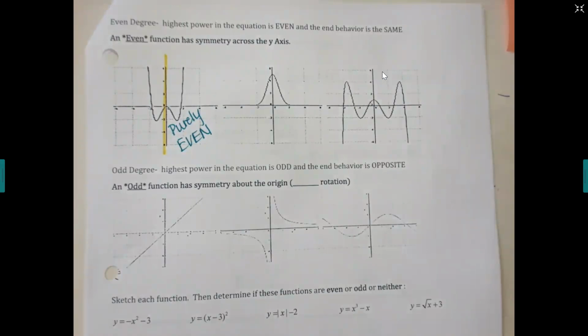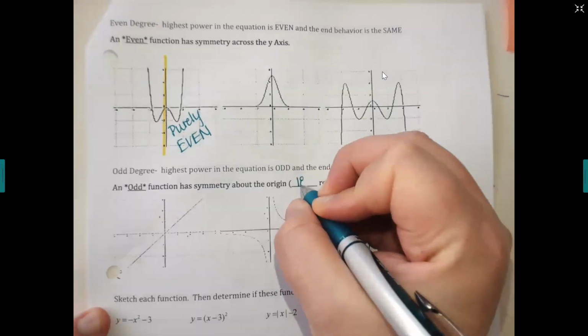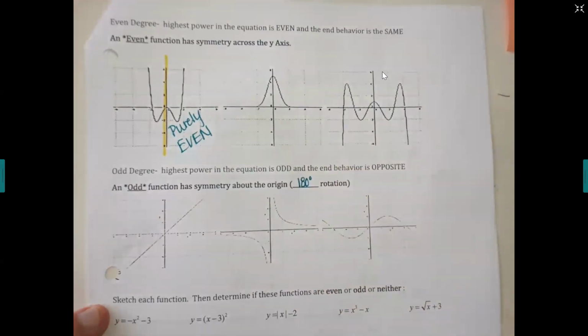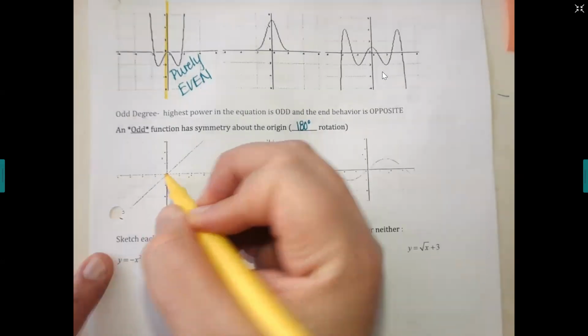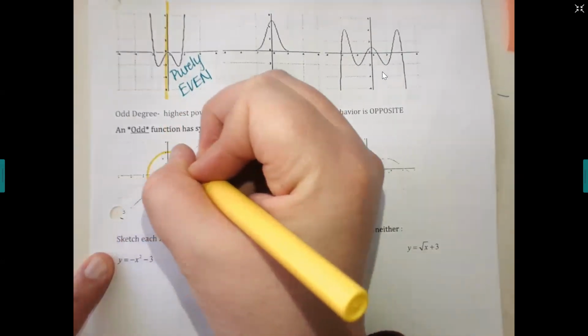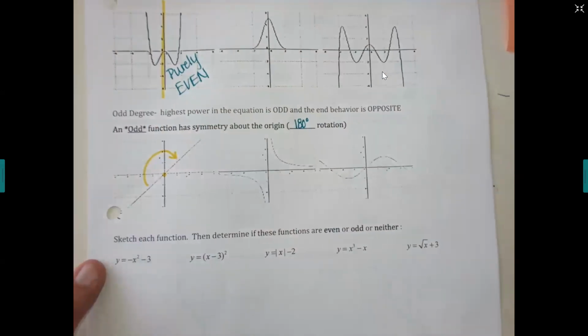An odd degree is what you've already learned. One ends up, one ends down. Your highest power should be an odd number. Okay, but an odd, purely odd function has symmetry about the origin, which means that if you rotate it 180 degrees, then it should look exactly the same as what it is right now. So, for example, if I take this line and I spin it 180 degrees, do you see how it would end up in the exact same position? Okay, same thing with this one.